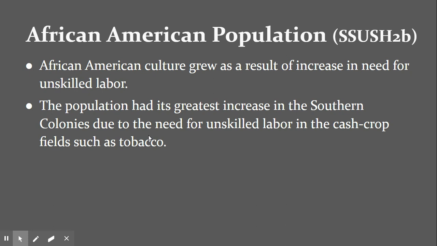Okay, people who lived in this lifestyle, and that was African Americans. African Americans were seen as unskilled laborers who weren't smart enough, who couldn't really speak, they could just work. The population had its greatest increase in the southern colonies because they had to have them to work on cash crops. Cash crops is what we call stuff like tobacco, indigo, rice, and cotton. The biggest one to begin with was tobacco.